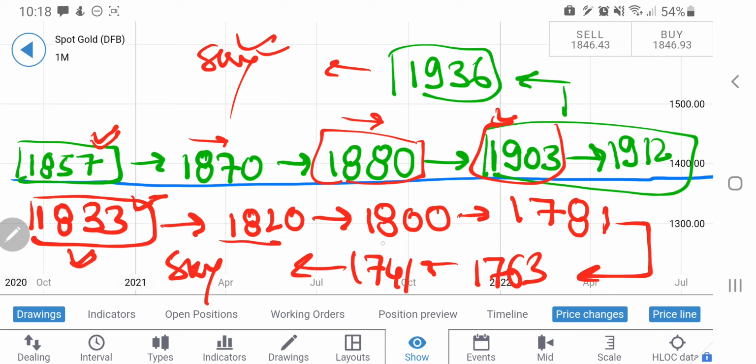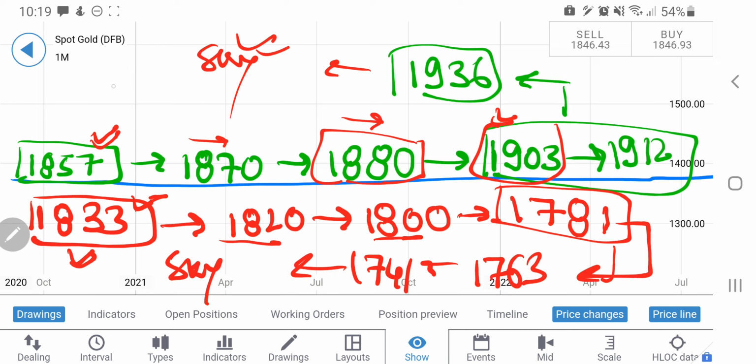The next target is 1820, 1800, which is going to be a very strong support. The 1800 levels definitely should be a very strong support. Below that, 1781 levels should provide a stronger support, and below that it will fall heavily. It will drop heavily towards 1763, 1741, and below that sky is the limit on the downside as well.